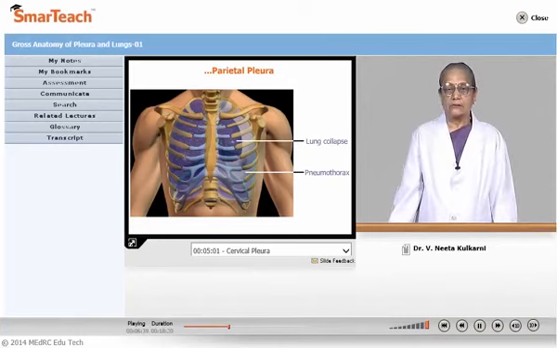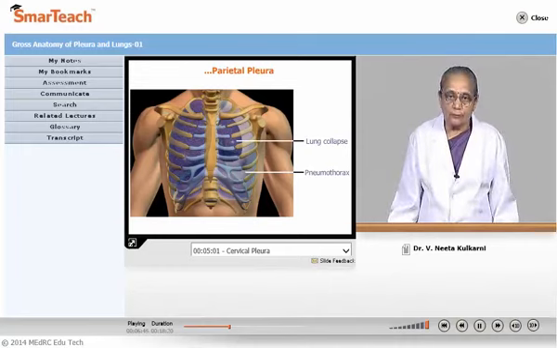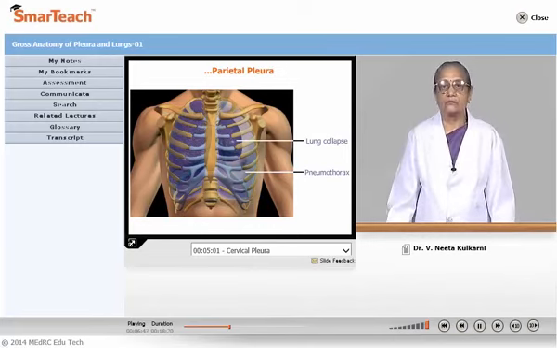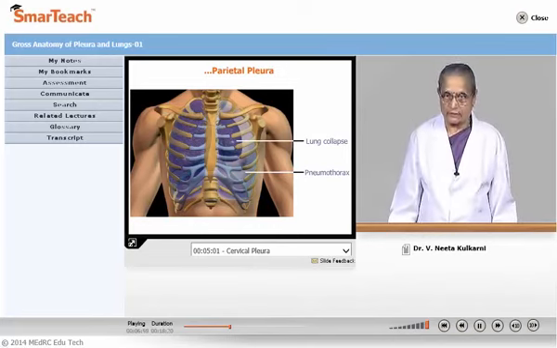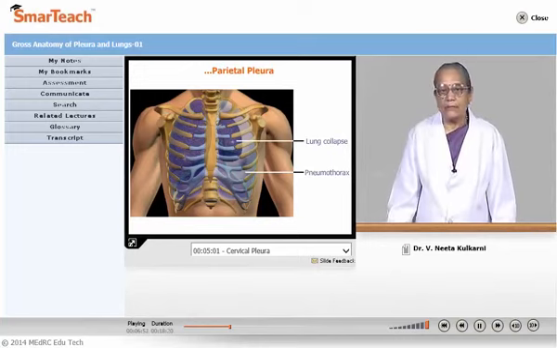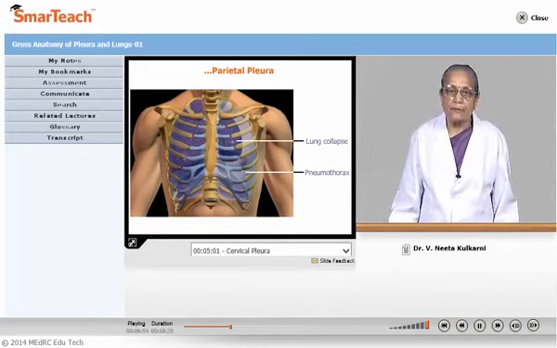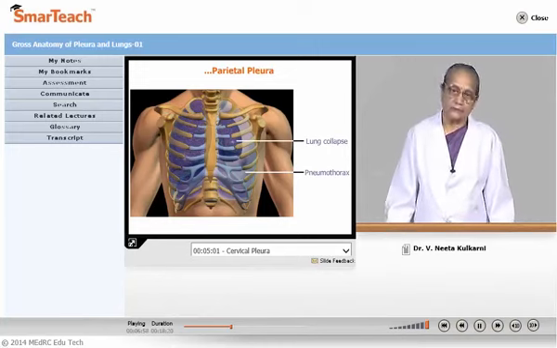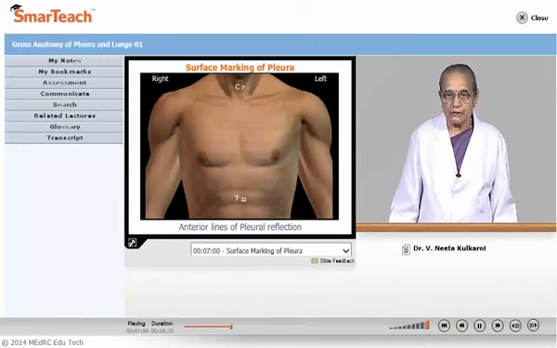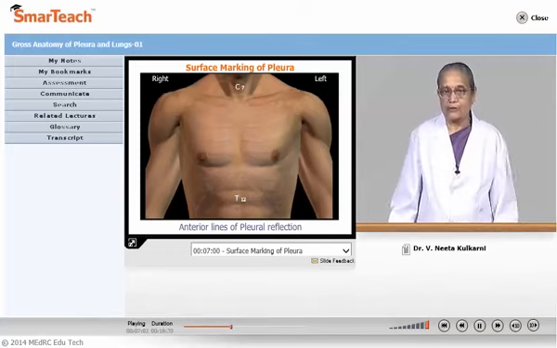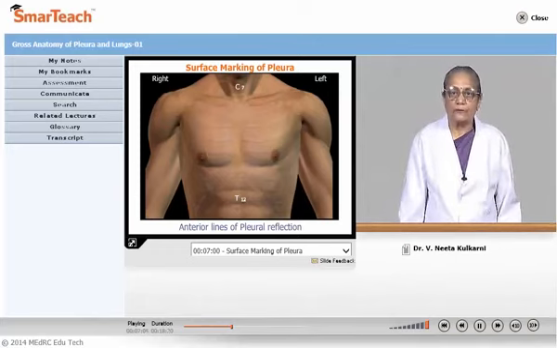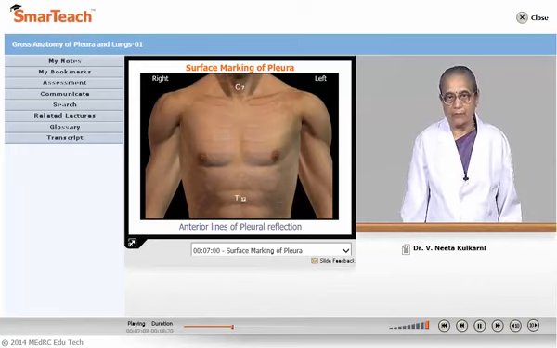To understand this, we must know that there are anterior lines of pleural reflection. That means where the costal and the medial sternal pleura become continuous with each other, it is called the anterior line of pleural reflection. Similarly, where the costal pleura becomes a diaphragmatic pleura, it is called the inferior line of pleural reflection. And similarly, there is a posterior line of pleural reflection. So, we will be dealing with the surface marking of these lines of pleural reflection one by one.